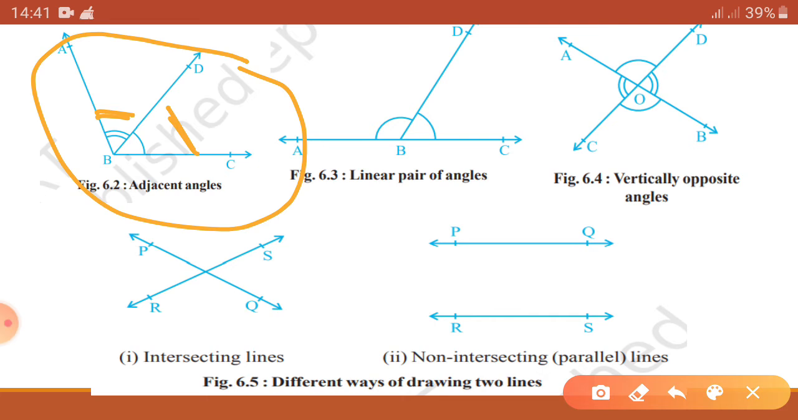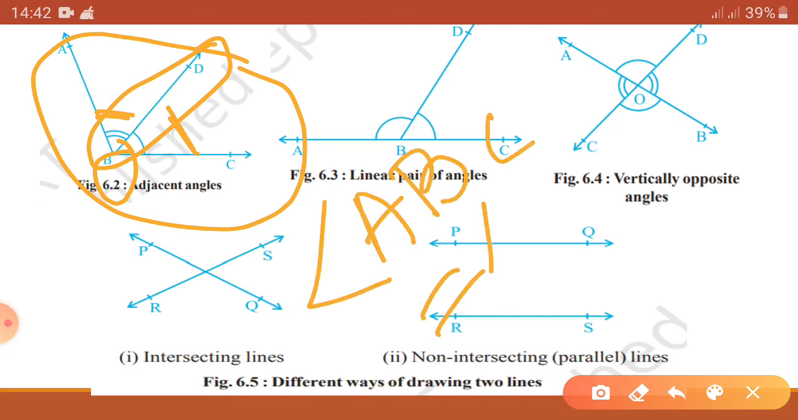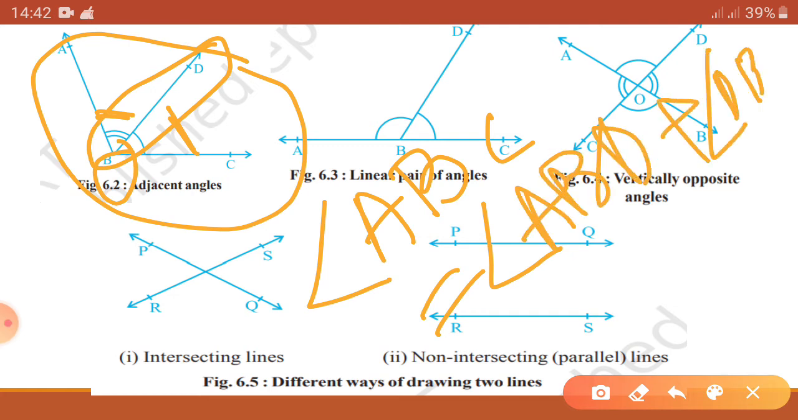Here ray BD is their common arm and point B is their common vertex. So B is the common vertex and BD is the common arm of the side. Ray BA and ray BC are non-common arms. Moreover, when two angles are adjacent, then their sum is always equal to the angle formed by their two non-common arms. So we can write that angle ABC equals angle ABD plus angle DBC.